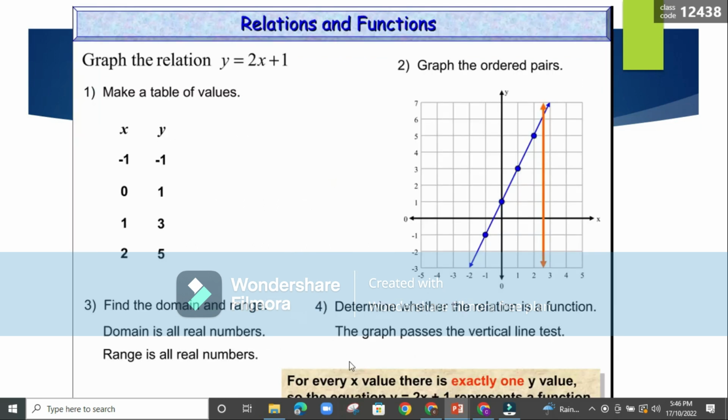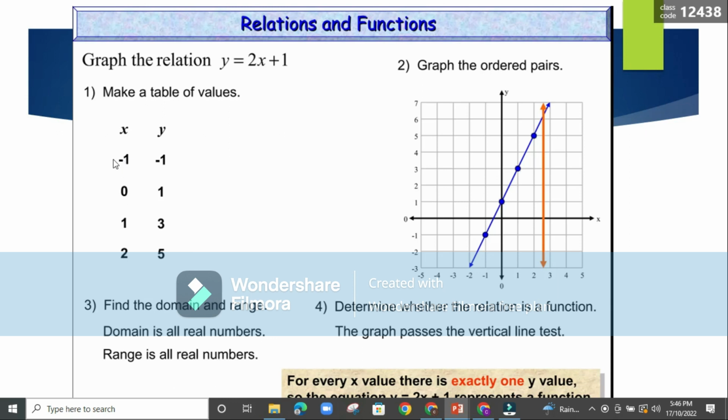Okay, let's proceed. Now, relations and functions. Graph the relation y is equal to 2x plus 1 and make a table of values. So, considering this is your given, you are given y is equal to 2x plus 1. If you're asked to make a table of values, you'll start with negative 1, 0, considering you choose this one. You choose negative 1, 0, 1, 2.